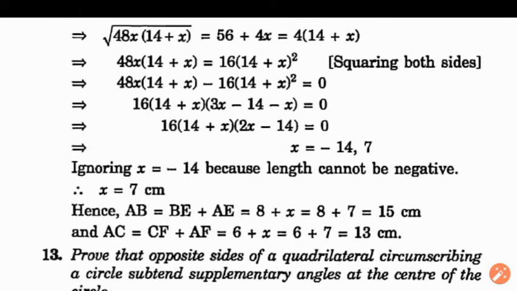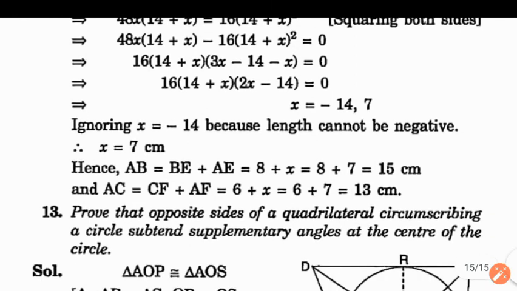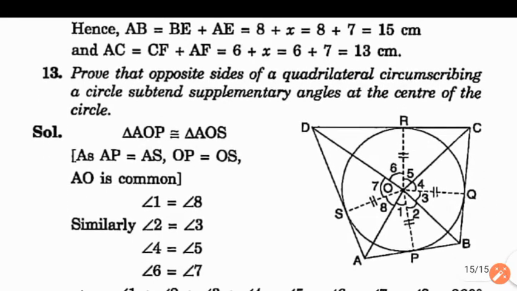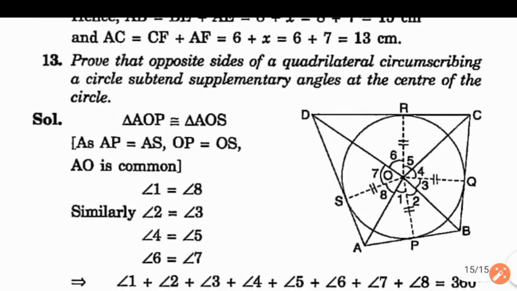Now we can find the value of AB and AC. So AB is 15 centimeter and AC is 13 centimeter. Done. So let's do the last one. So in the last one, what do we have?